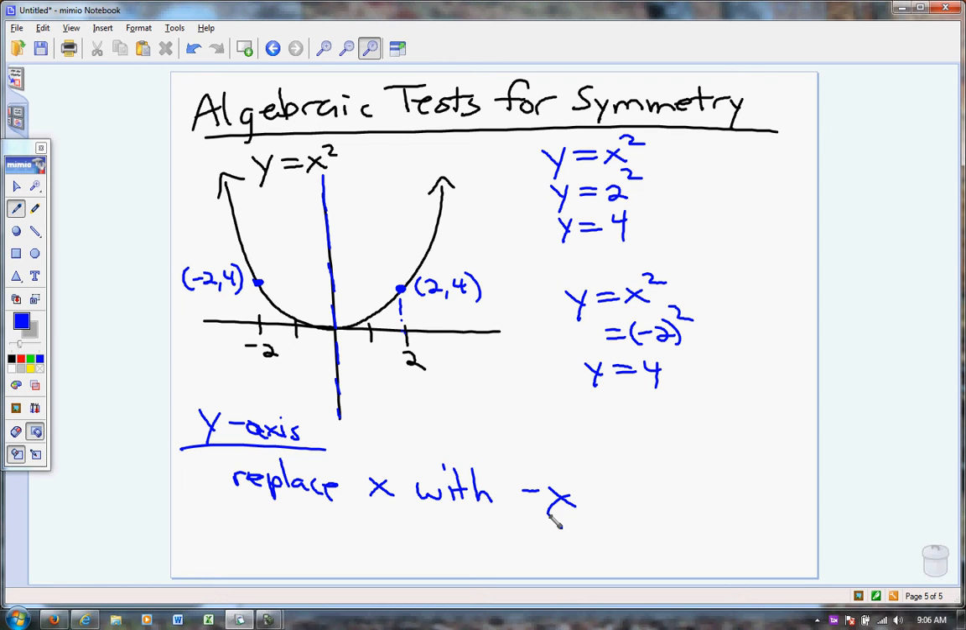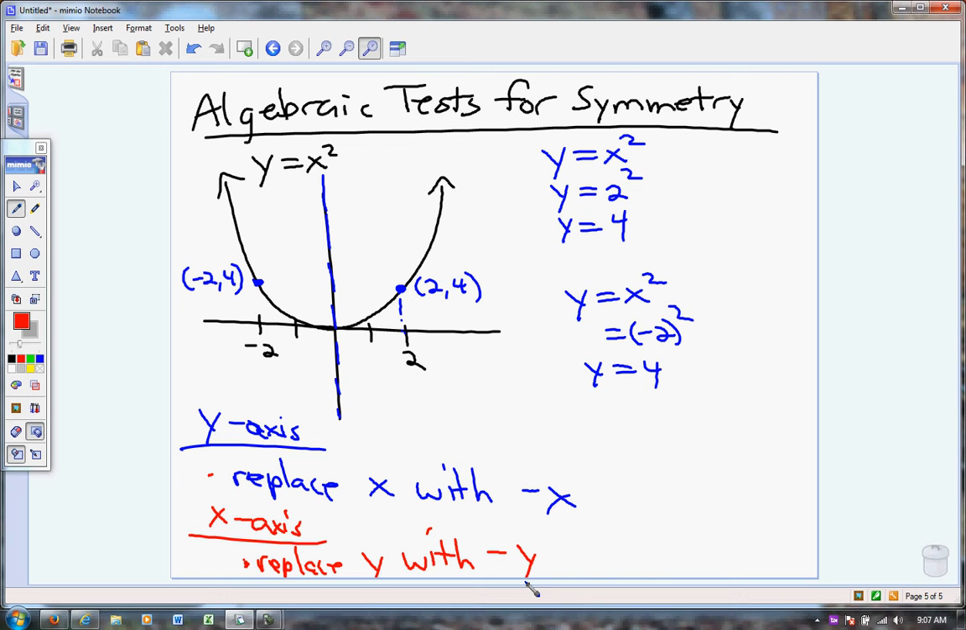Replace the y with the -y. Okay, let's just go ahead and write that down. If I was doing symmetry about the x-axis, I would make these bullet points. Replace the y with a -y. All right.